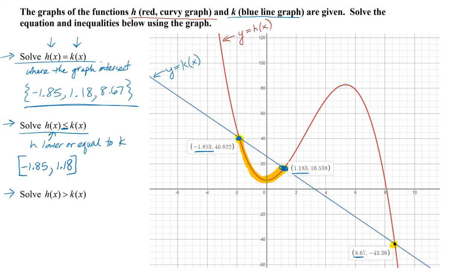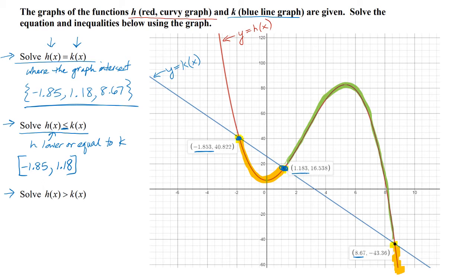When we continue through this graph, the red graph is above in this next region, the red graph's all the way above, but then when we get to the third intersection point, once again, the red graph will end up going below the blue graph.